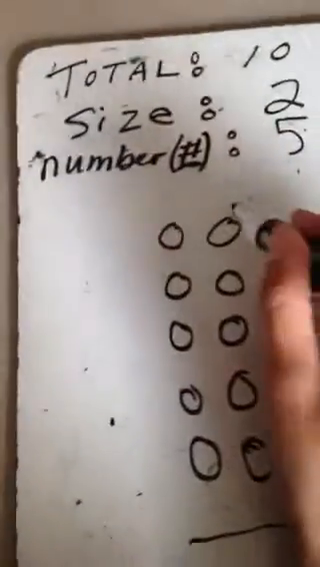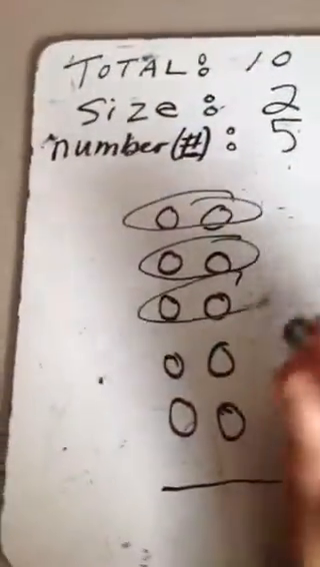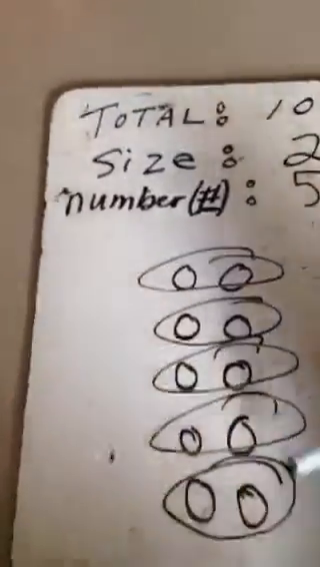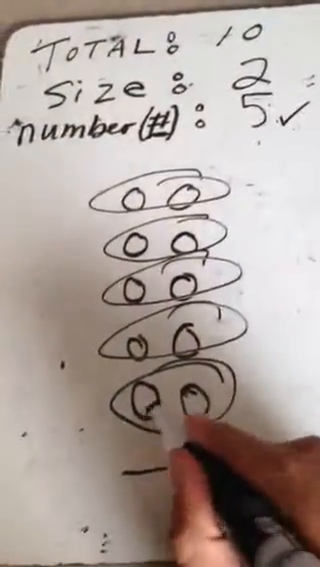If you get confused, do this. Say, okay, that's a number of a group. That's 1, 2, 3, 4, 5. Okay, so check. Do I have 5 groups? Yep. Do I have 2 in each group? Yep. So I better double check.